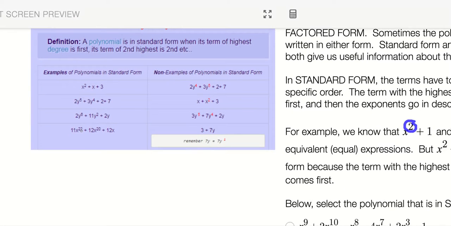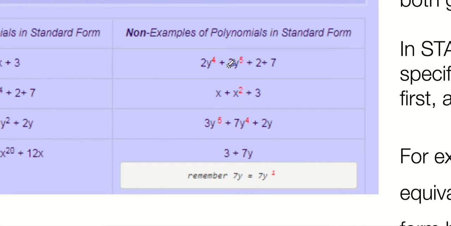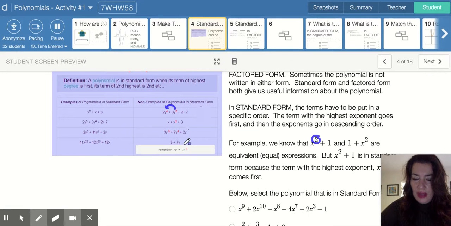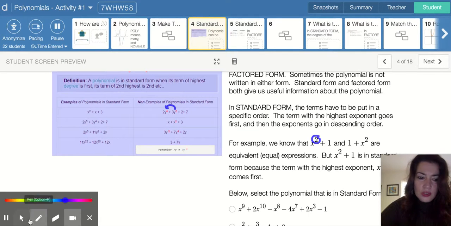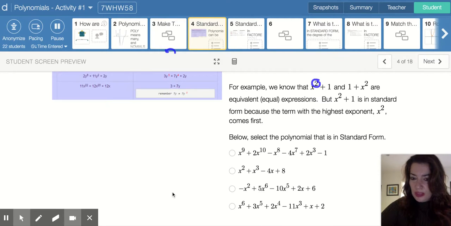Now, non-standard form, this is still a polynomial, but since the degree 4 is written before the degree 5, this is not considered standard form. So you would need to rearrange the order in order for it to be written in standard form. So let's go ahead and look at which of the listed polynomials below is written in standard form.